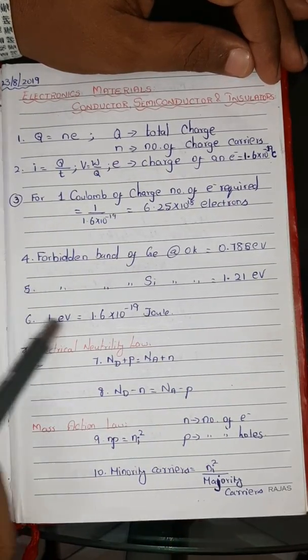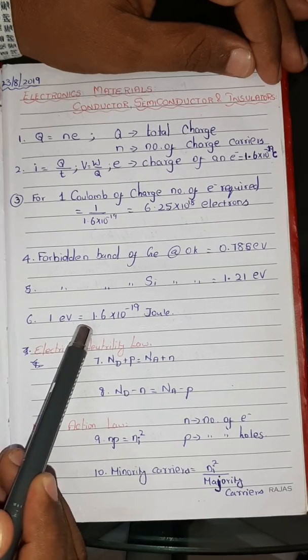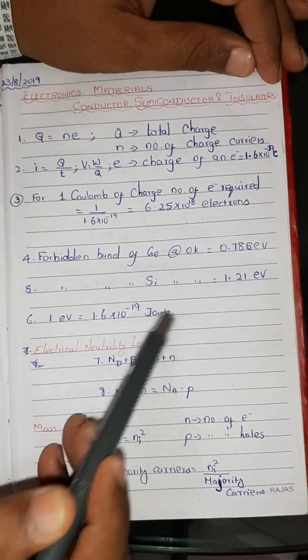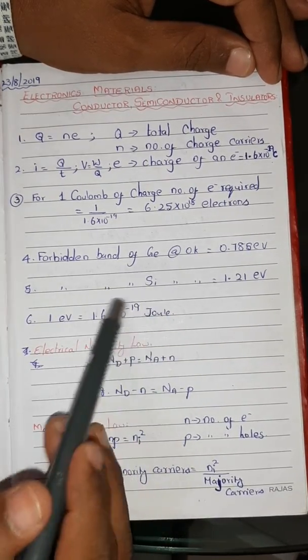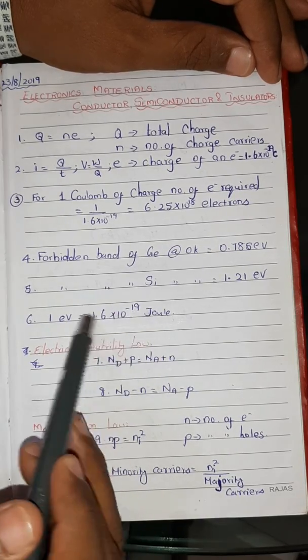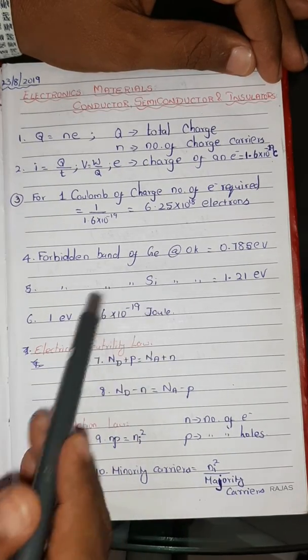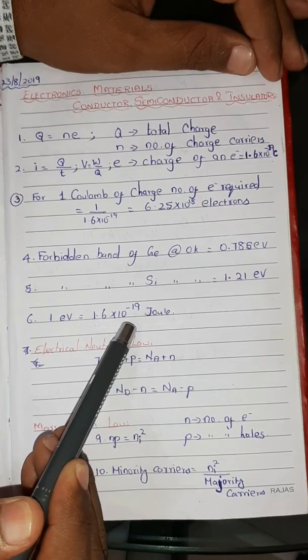And number 6, 1 electron volt is equal to 1.6 into 10 power minus 19 joule. The unit of energy is joule. So 1 electron volt in equivalent energy is written as 1.6 into 10 power minus 19 joule.